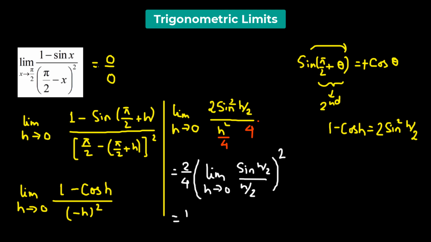So that gives us half, and the limiting value of this particular function, sine(h/2) divided by (h/2), is simply 1 as per the definition of limits. So the limiting value of the given function is equal to half. Let us do another problem.